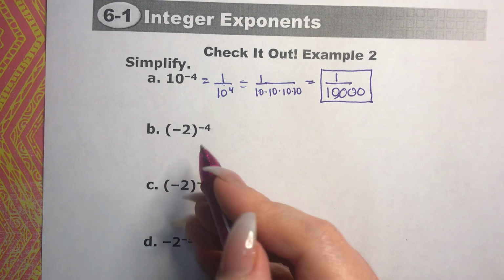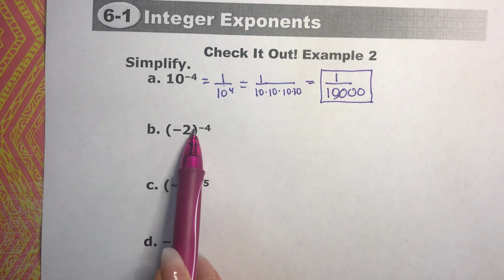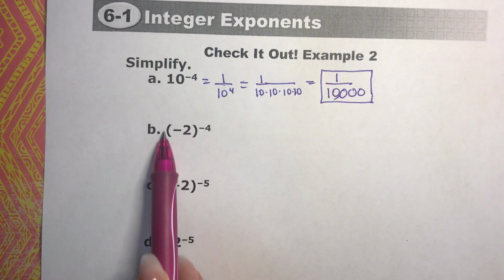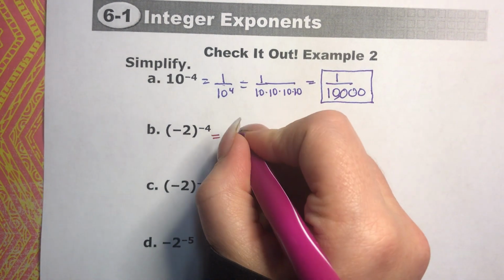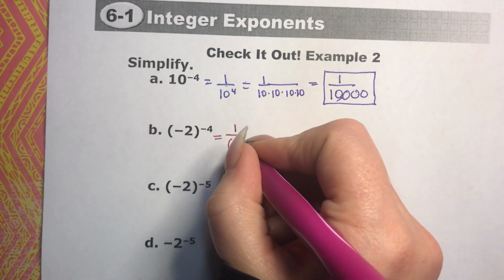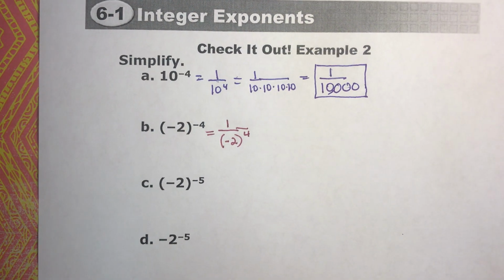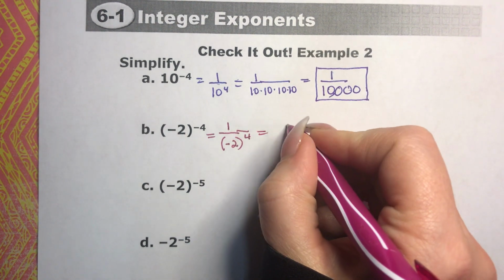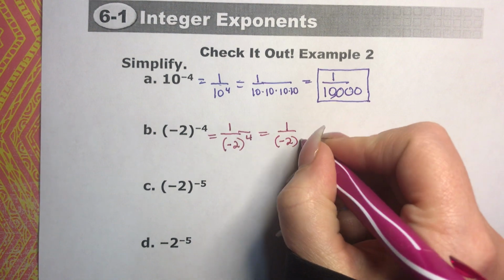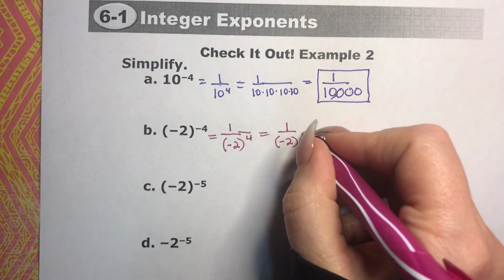Let me use this color. So negative 2 to the negative fourth power. Notice there's parentheses. So that means that entire base, the negative 2, that whole thing is being raised to the negative fourth power. So you should have written this: the same thing as keep those parentheses to the positive fourth, which is the same thing as 1 over negative 2 times negative 2 times negative 2 times negative 2.